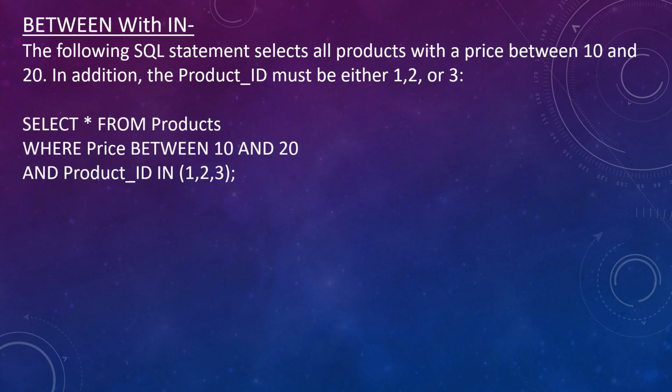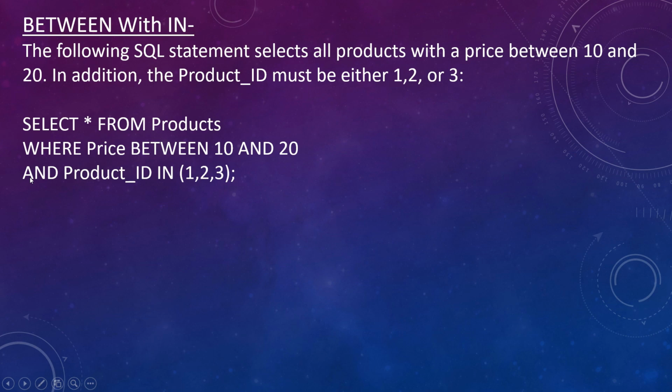Now we have added one more condition, that the product ID should be among 1, 2 or 3. This is how we will write the query: SELECT * FROM products WHERE price BETWEEN 10 AND 20 AND product ID IN (1, 2, 3). Like in our previous video, we learnt the IN operator, and this is one application of it, that we can use it with BETWEEN as well. So this is how we have written the query.